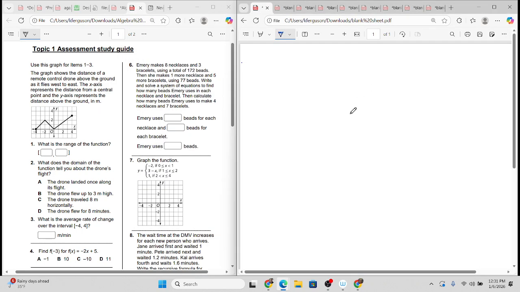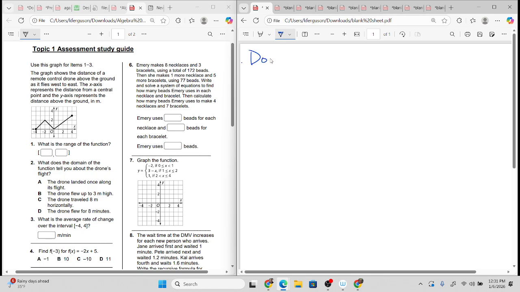Jump right in. Now, we're starting with questions 1 through 3, and they kind of focus on domain and range, and then they jump into average rate of change. So I'm gonna write some notes over here to follow that.